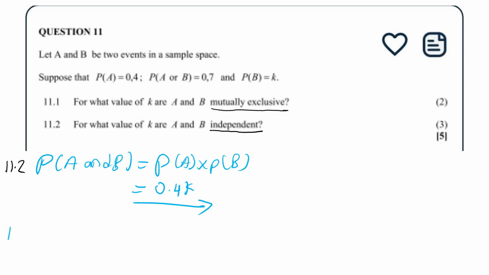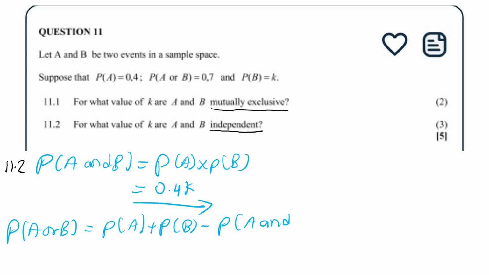Right. The general rule of probability says that probability of A or B is equal to probability of A plus probability of B minus probability of A and B. So we are given probability of A as 0.4 plus probability of B, which is k, minus probability of A and B, which is 0.4 k. Probability of A or B is 0.7. Let's go and solve for k.